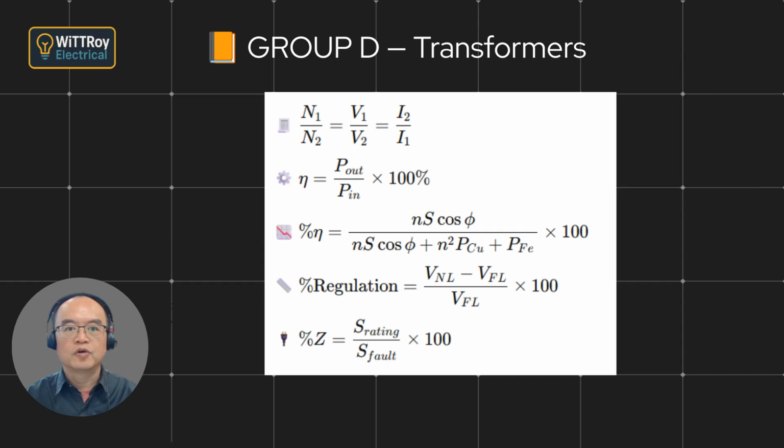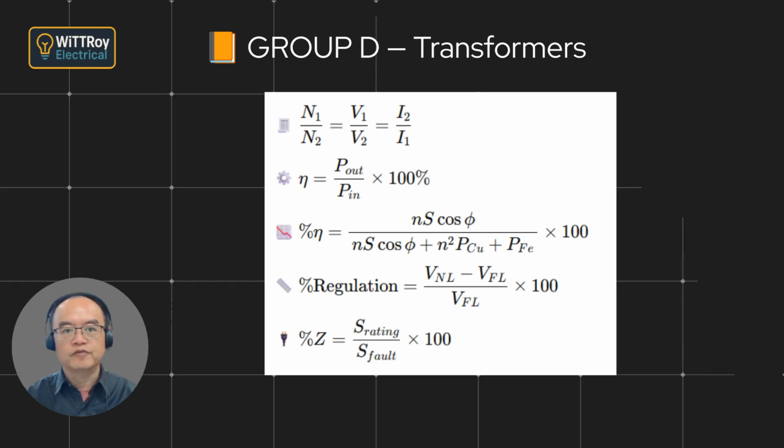V1 means the primary voltage in volts. V2 means the secondary voltage in volts. I1 means the primary current in amperes. I2 means the secondary current in amperes. Repeat, N1 over N2 equals V1 over V2 equals I2 over I1. Now we go to the next formula.